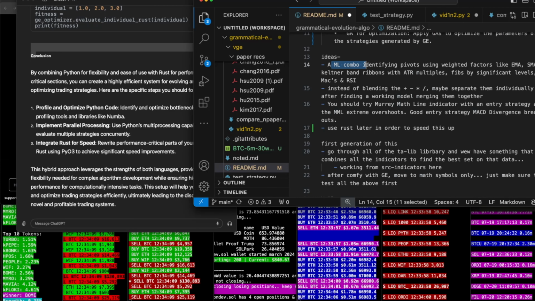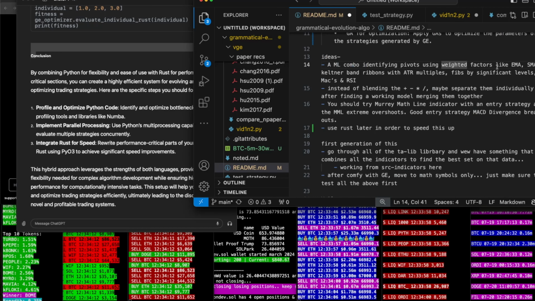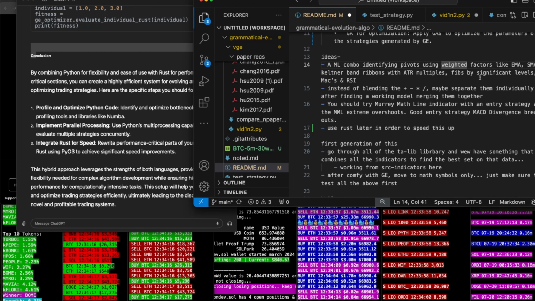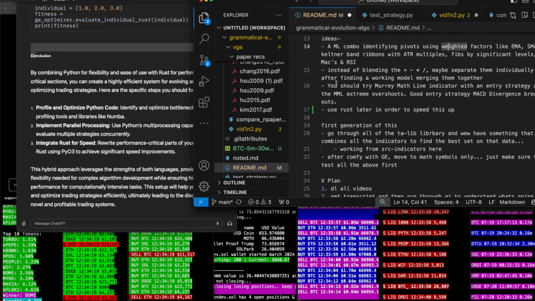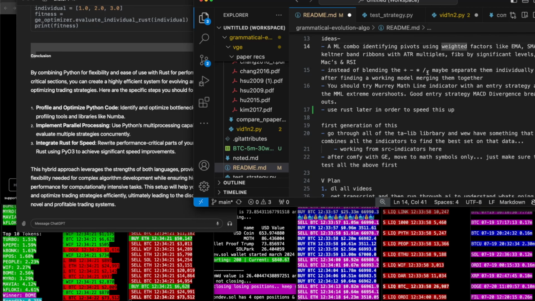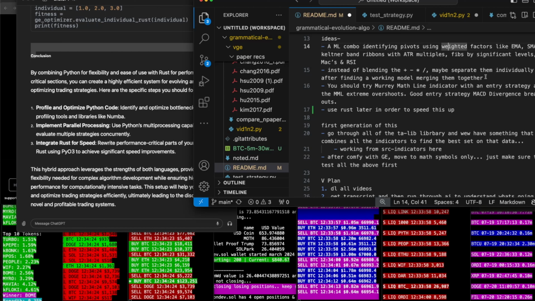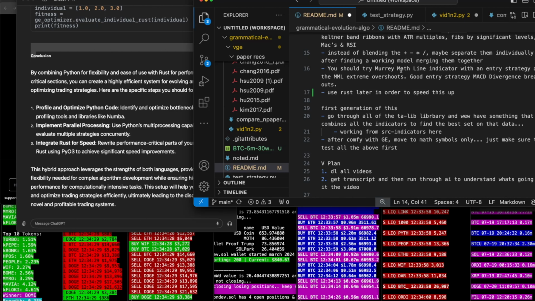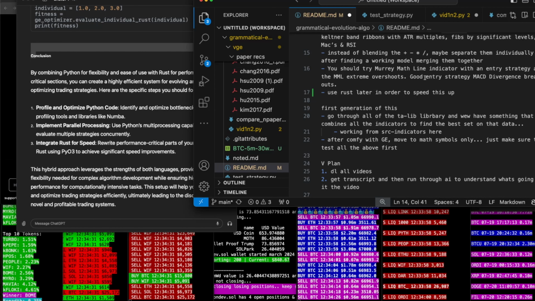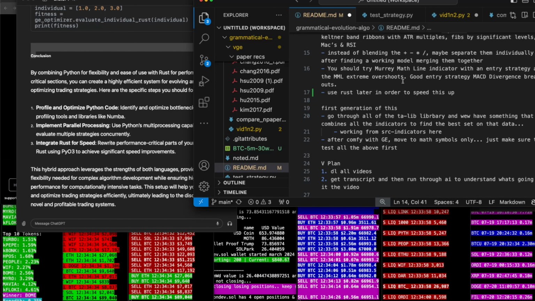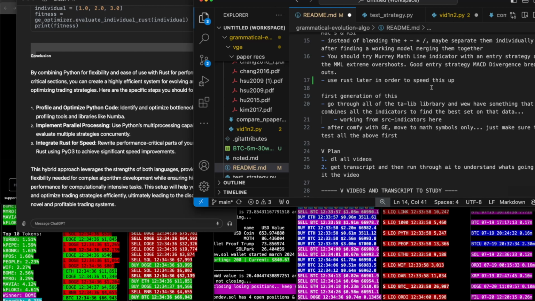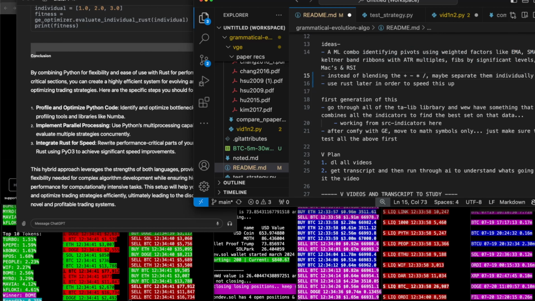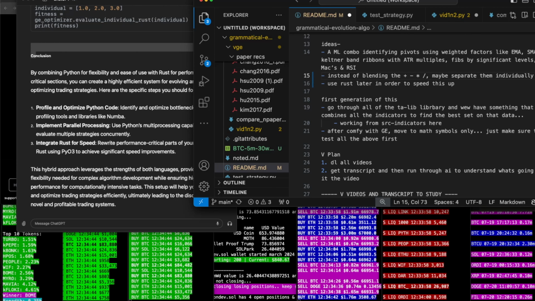Ideas: an ML combo identifying pivots using weighted factors like EMA, SMA, Keltner bands with ATR multiples, fibs by significant levels, MACD, and RSI. Instead of blending the plus, minus, multiplication, maybe separate them individually, and after finding a working model, merge them together. You should try the Murray Math Line indicator with an entry strategy at the MML extreme overshoot. Good entry for a strategy of MACD divergence breakouts. All right, well, this is kind of off topic, but I'll put it on my note sheet. I'll be putting your guys' ideas in here as well.